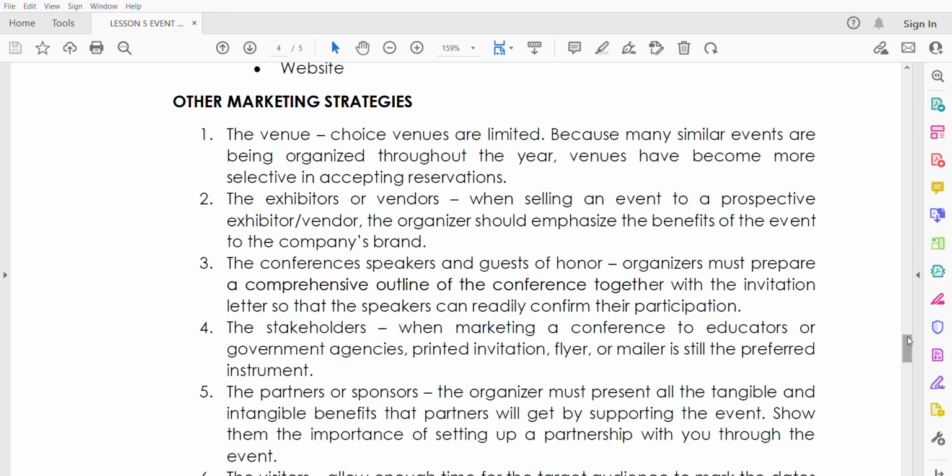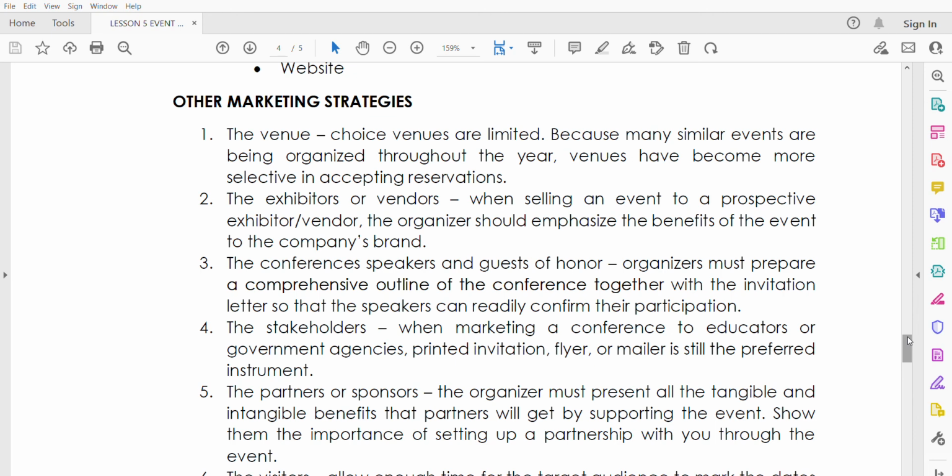Okay, ang in marketing the event, dili lang man kay ang customer or the participants ang importante. We also have to contact or to convince venue owners. Kay venues are limited, nga ma-priority ta, makapareserve ta, dili ta mailisan ana nga venue.